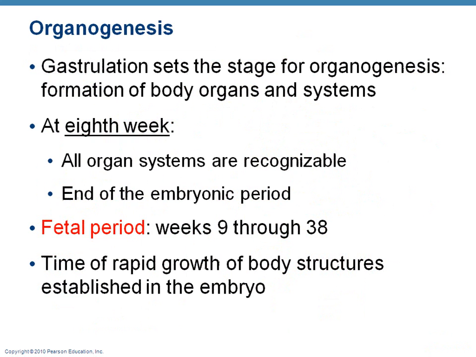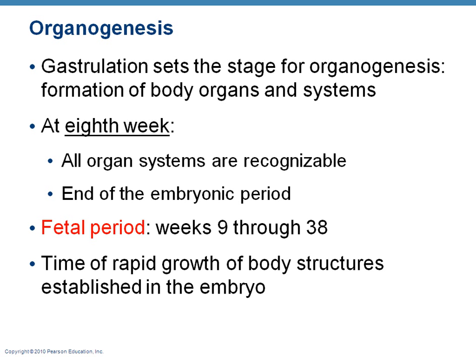Okay, so after gastrulation sets in, we're going to have organogenesis, and that tells you basically what it is. You're generating organs, right? What I think is interesting is by the 8th week, almost all organ systems are recognizable, and we call this the end of the embryonic period. We are now moving into the fetal period. So that's the definitive line there. At 8 weeks or 2 months, organ systems are developed. No longer an embryo, we're now going to call it a fetus.